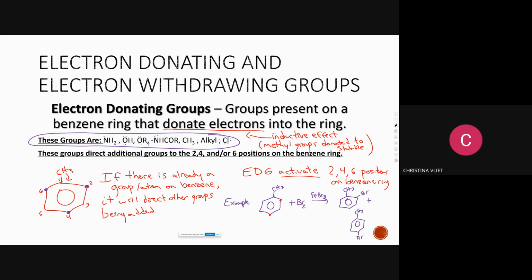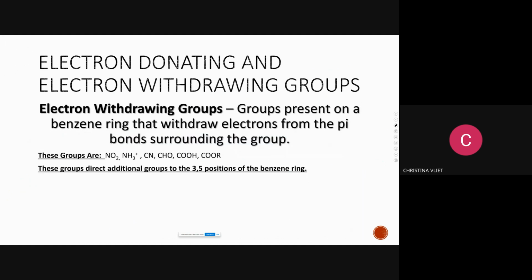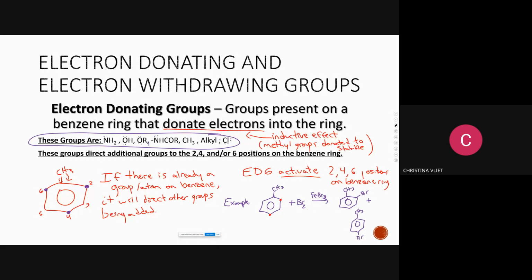All right, so I'm going to pause a little bit, give you some time, and then we'll continue with electron withdrawing groups. The electron donating groups, their main idea is they donate electrons into the ring. They activate the ring in specific positions, those positions being 2, 4, and 6. Electron withdrawing groups are going to take away electron density from the ring. They're going to destabilize the ring and activate different positions. Ready? You may want to take a picture real quick. There's a lot here.